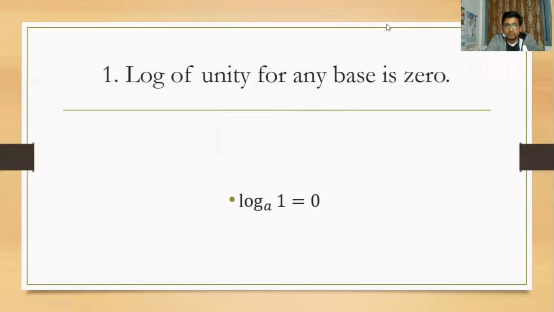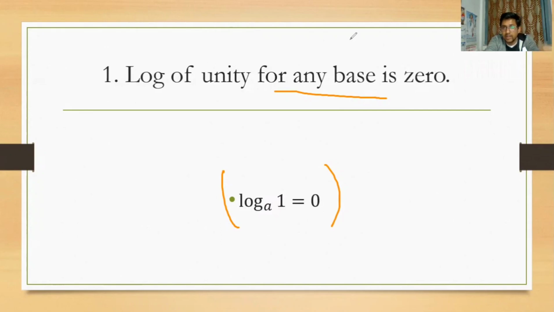First property, always remember this is the very important property. Log of unity is 0 for any base. It can be a, it can be any number, 1 2 3 4 5 6 100,000, whatever. But always remember, whenever we have one, logarithm of 1 is always equal to 0. हमेशा इसको याद रखना है. ठीक है, इसमें कोई प्रॉब्लम नहीं होना चाहिए कभी भी.